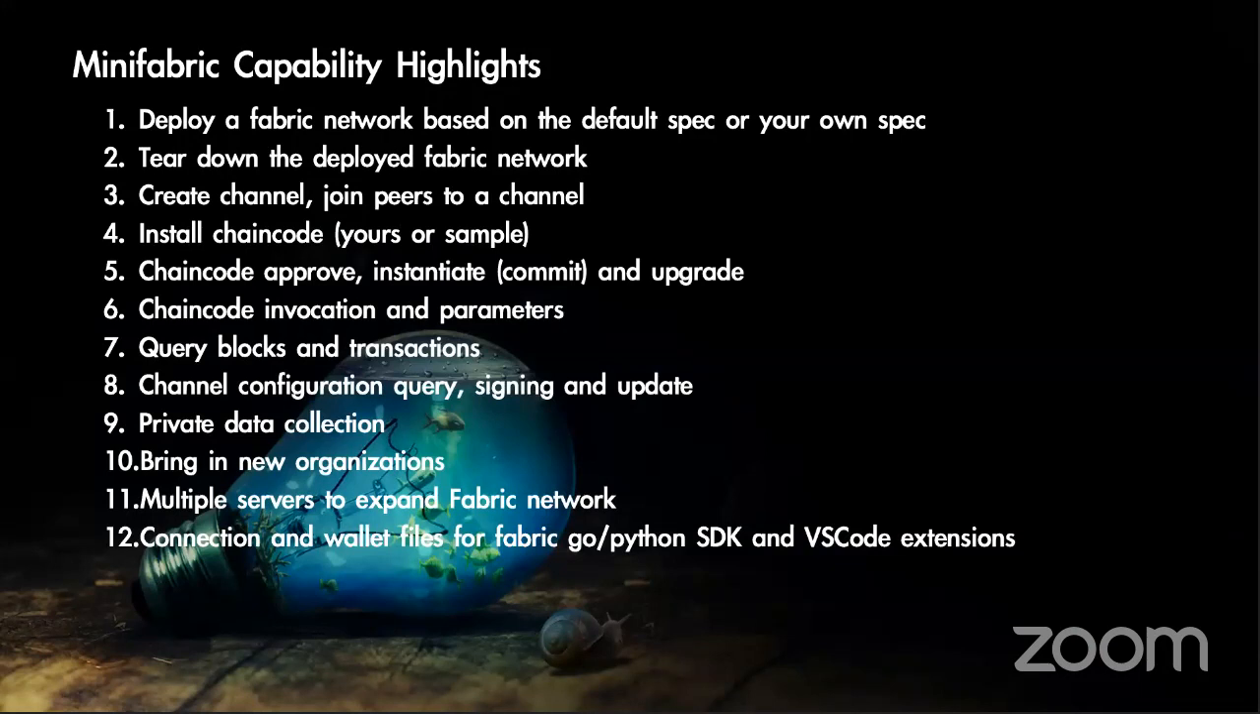When you run it, it will just use the default spec, which comes with the Minifabric container image. Okay, once you have the Fabric network up and running and you have done your work, you want to clean things up, then you can just tear down everything very easily. Then you can create channels, join peers, and install your chain code, or the chain code that comes with Minifabric. Minifabric packages a few chain codes with the container image. If you don't want to bother providing any chain code, you can use the packaged chain code to experience the Fabric network. Then you can approve, instantiate, or commit in the new 2.x terms. And you can also upgrade your chain code.